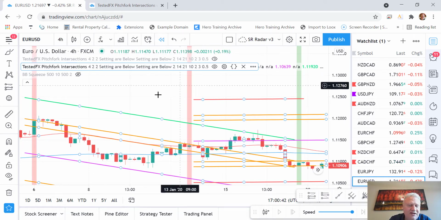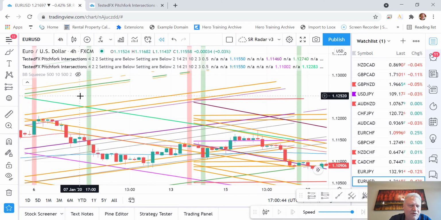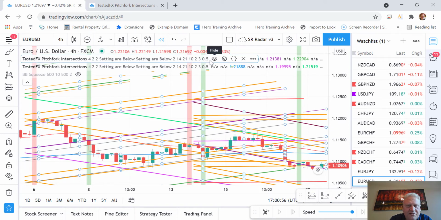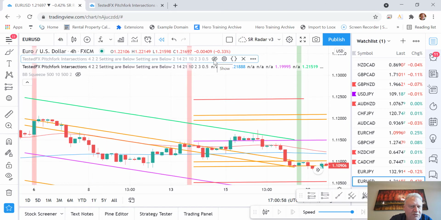So I turn it on and boom. As you can see, it gets really messy. That's why we do not scan with both sets of pitchforks on. So now I'll just turn it off quickly so we can see the difference. We're looking for a confirmation here somewhere. Typically what I'm looking for is either 3 line touches or the outermost line, if I can get even better price up here.